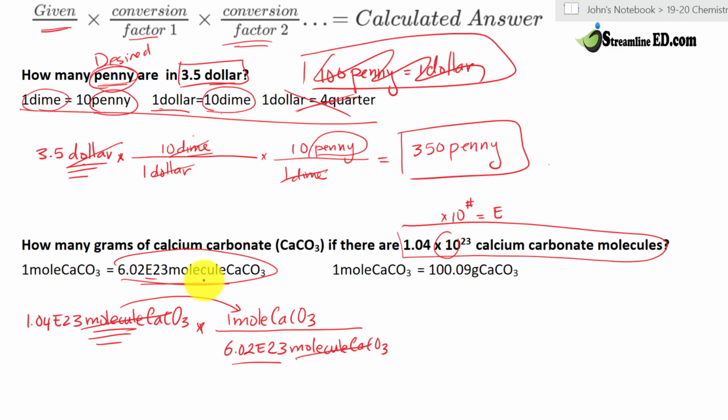Now we need something that convert from mole to grams, which is this one right here. So we are going to multiply by that second conversion factor. See how we have grams, which is exactly what we're looking for right here, our desired unit right here. So here we have mole. So of course this part will be on the bottom.